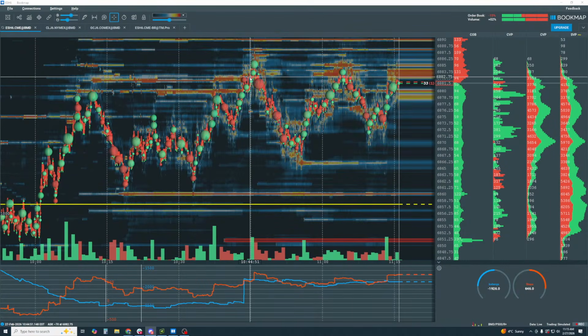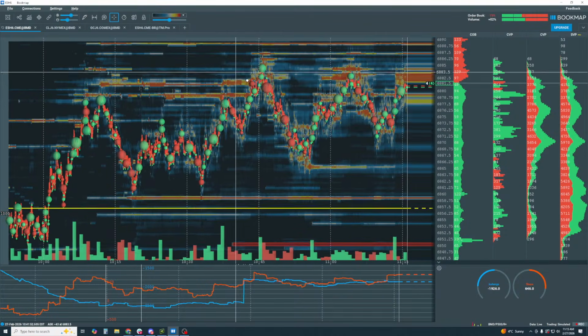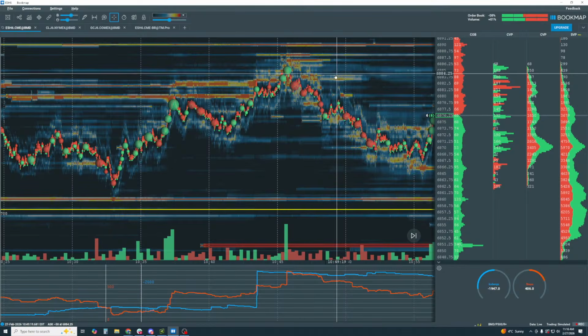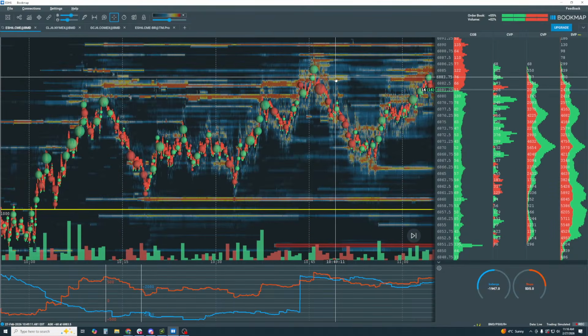Was the 1045 a valid TLBR? It's not bad. It's not really that great either. This is pretty choppy in here.